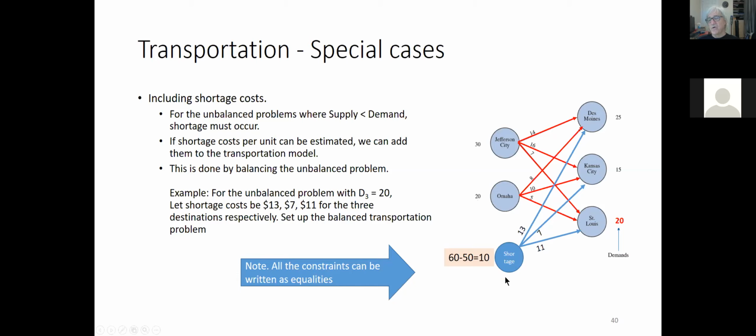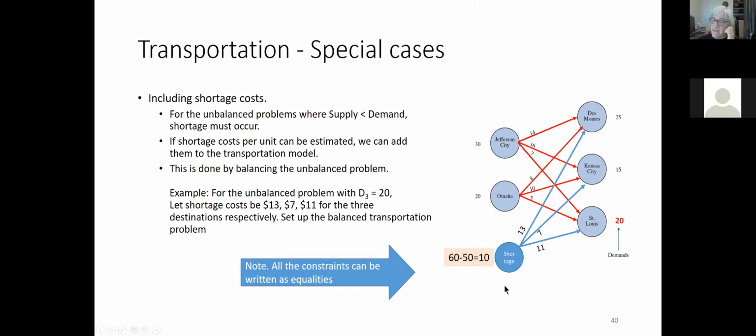This node is normally called a dummy node. It does not exist. You add it mathematically. Why? Because now you can solve the problem as a balanced transportation problem. The actual transportation costs come only under the red arcs. These are additional costs under the shortage.